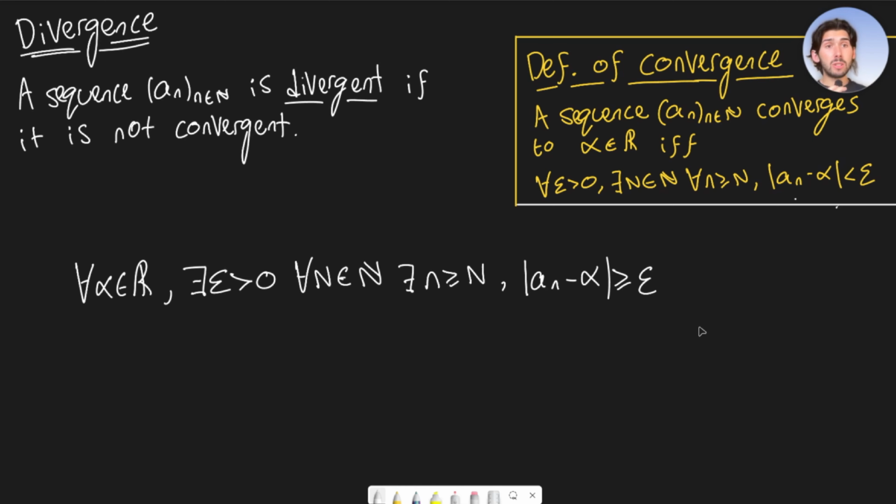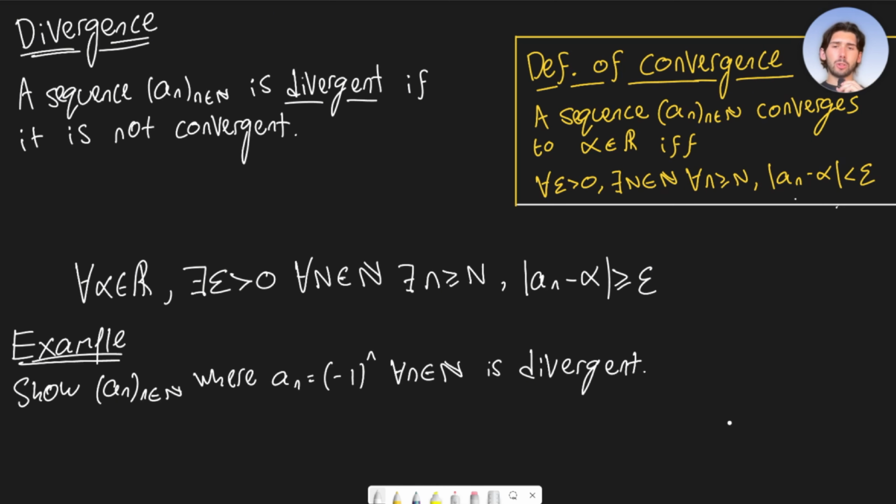In order to show divergence, we do not need to use the same methodology as proving that a sequence converges and finding what your capital N is and stuff like that. You can, but I'm going to show you an easier way. Here's an example. Imagine that we have the sequence that we've dealt with many times before, which alternates between -1 and 1, -1 and 1. That's -1 to the power of n. The question is to show that this sequence is divergent, i.e. it doesn't converge to anything.